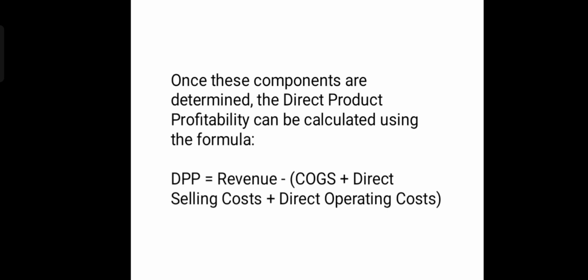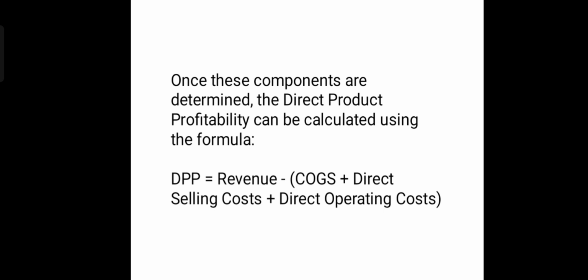Okay, this will be the last topic that I will tackle, or the last slide. So once these components are determined, which are those four, the direct product profitability can be calculated using the formula. DPP is equal to revenue minus the COGS, or the cost of goods sold, plus direct selling cost plus direct operating costs.